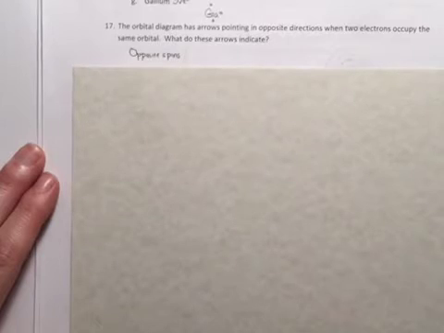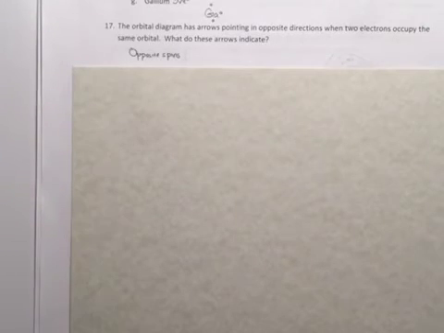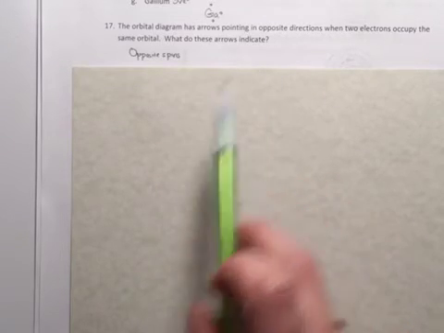Number 17, the orbital diagram has arrows pointing in opposite directions when 2 electrons occupy the same orbital. What do these arrows indicate? Well, we talked about these rules on number 12, and so when 2 electrons are in the same orbital, according to the Pauli exclusion principle, they have to have opposite spins. So the arrows pointing in opposite directions show those opposite spins.